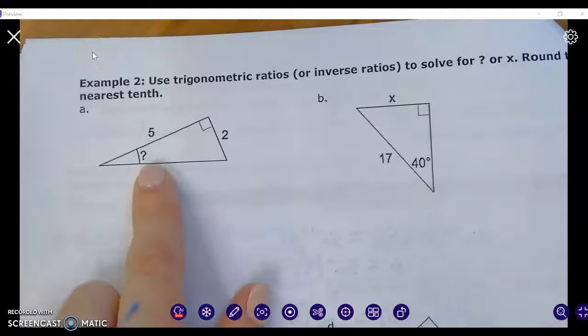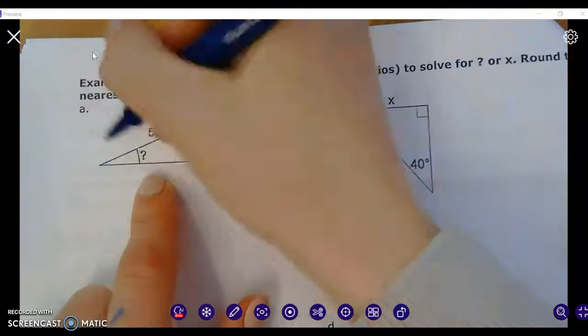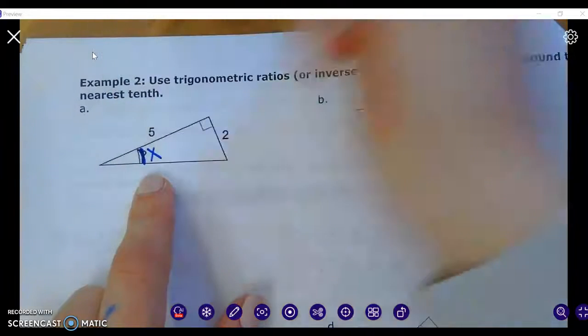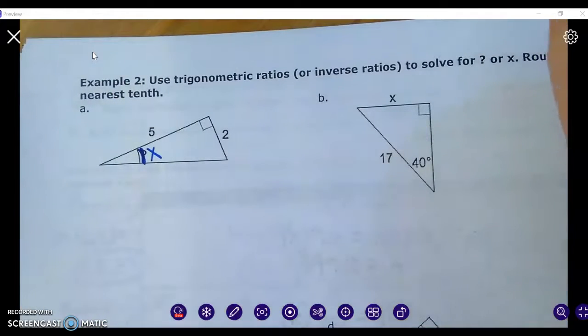Okay, so for A, are we being asked to solve for a side or an angle? Since we're solving for an angle, that tells me I'm using the inverse button. Go ahead and label your three sides: hypotenuse, opposite, adjacent.